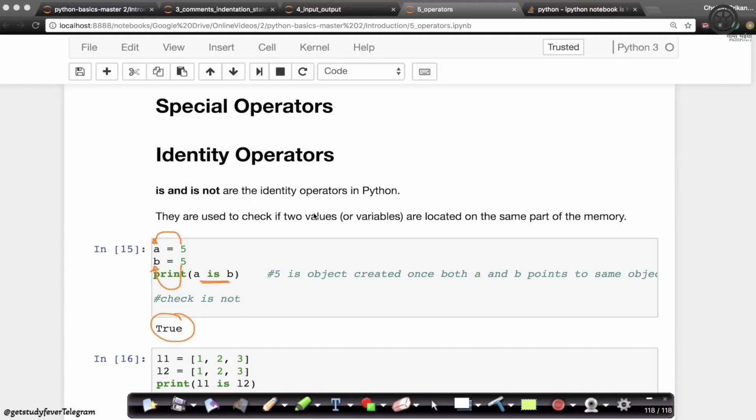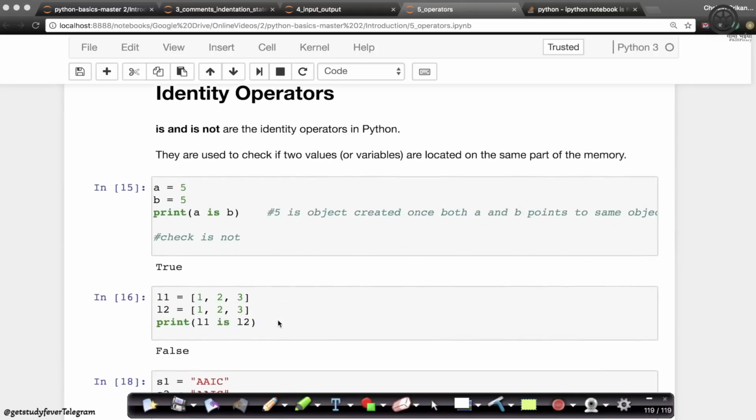Because what's happening internally, I think we discussed this in one of our previous videos, is that there is a memory location where 5 is stored, and A points to it, and B also points to the same object, right? So when you ask whether A is B, yes, of course it's true, and hence it prints true.